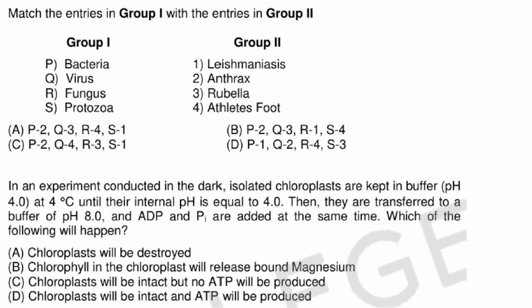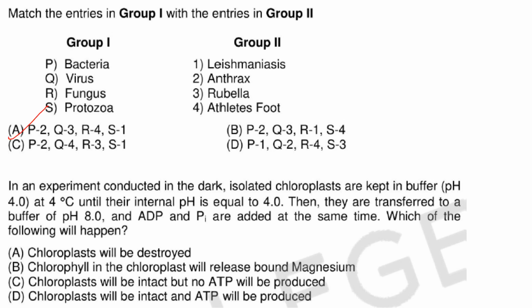Then next one, again match the following. Bacterial disease out of the given in group 2 is anthrax. So P2. Then viral disease is rubella. Q3. Fungal disease is athlete's foot, and protozoan disease is leishmania. S1. So P2, Q3, R4, S1 is option A.